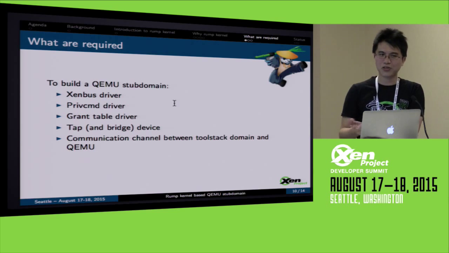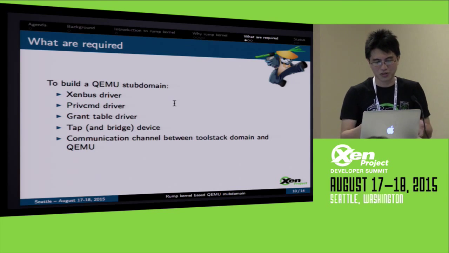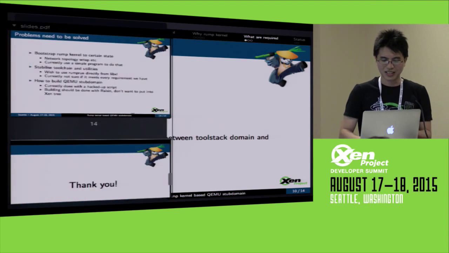This might be optional, because as a service domain, you already have the privilege to map arbitrary pages from that guest. But it would still be nice if you can cooperate with the guest and use the grant table mechanism to communicate.